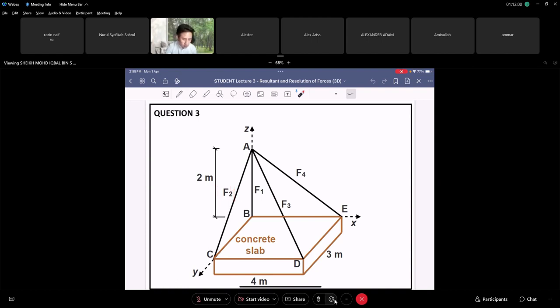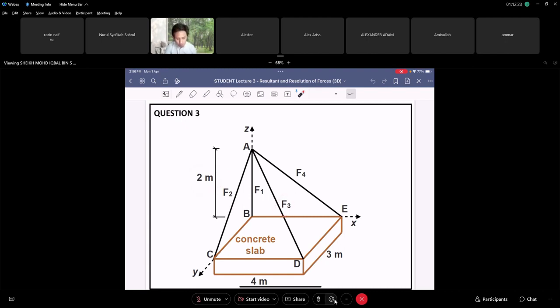For F1, we don't need to calculate anything because it's already given. The magnitude is actually 2, and it exists on the z plane only. It's not slanting. It's directly on the z plane without any slant. So F1, the magnitude is definitely 2. And now we go to F3.